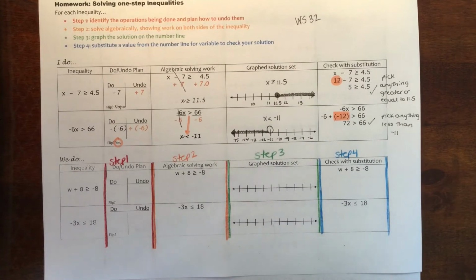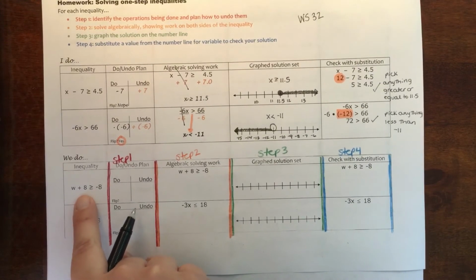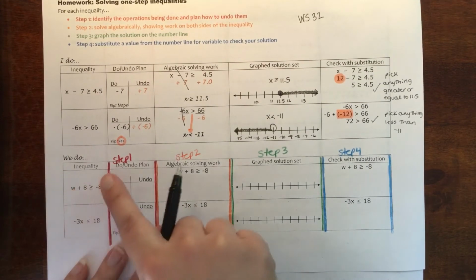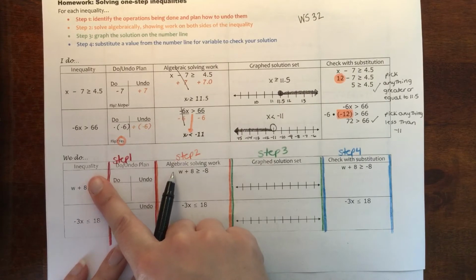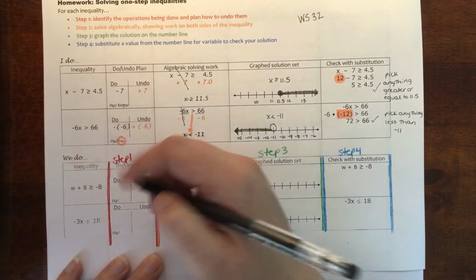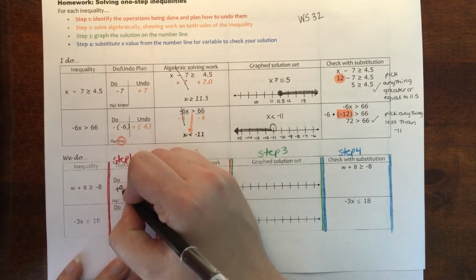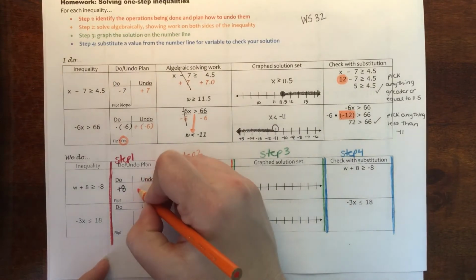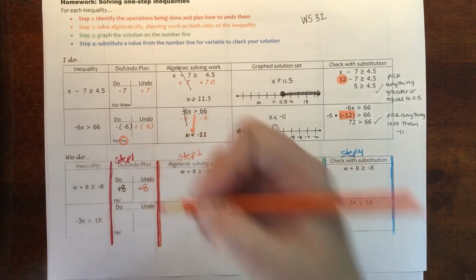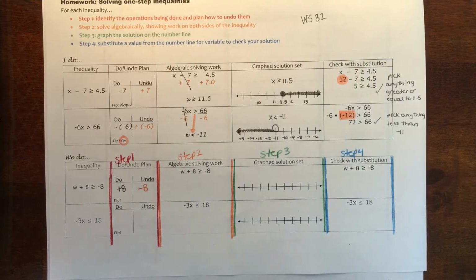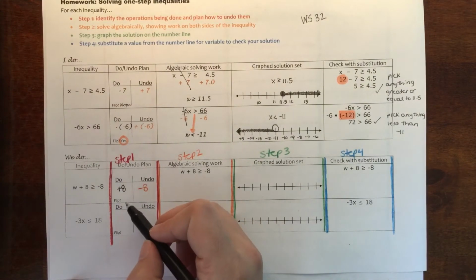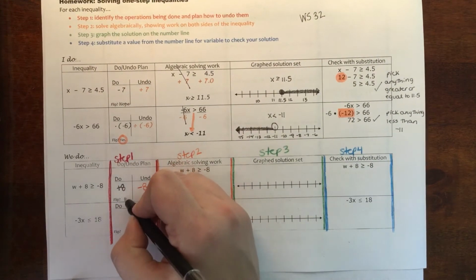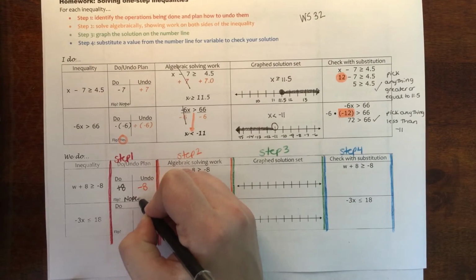Let's look at a few more before you practice on your own. For this one that we can do together, I'm going to look for the variable, the letter. I see that W has a +8 with it. What we're doing is adding 8. The opposite of adding is subtracting 8. Nothing needs to be flipped here because we're not multiplying or dividing by negatives. We're not multiplying or dividing at all.